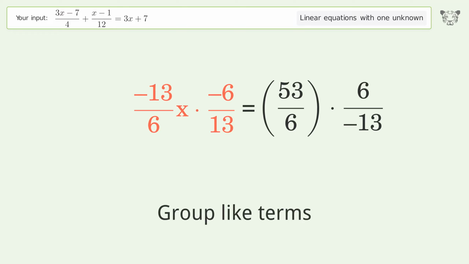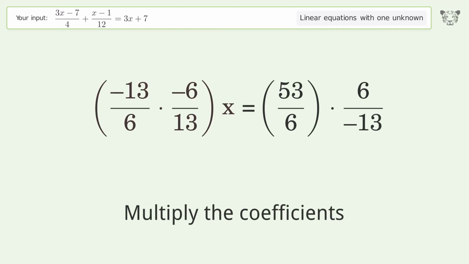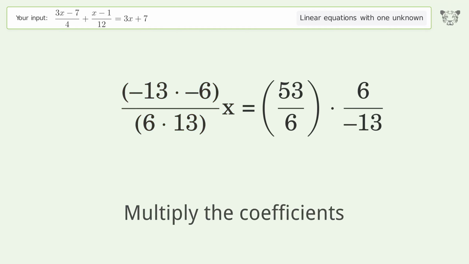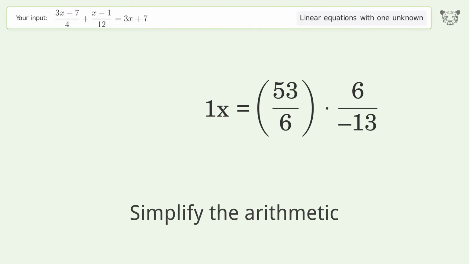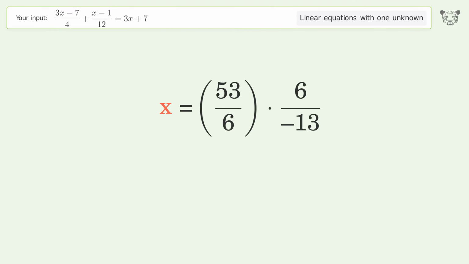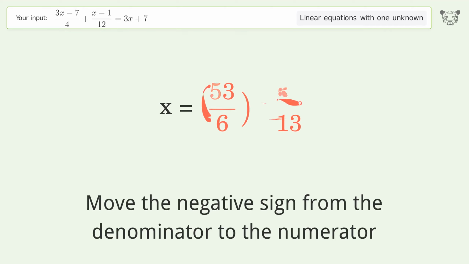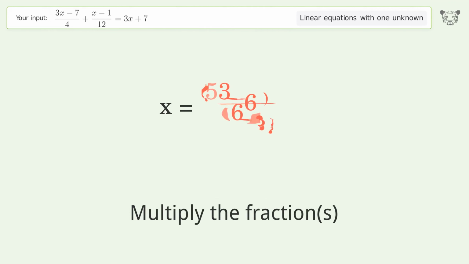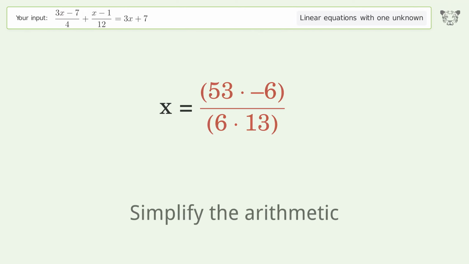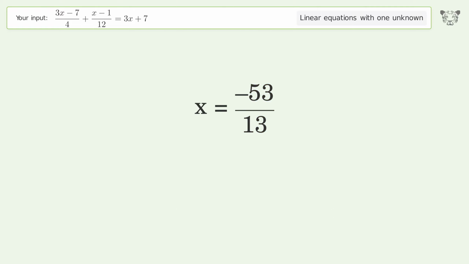Group like terms. Multiply the coefficients. Simplify the arithmetic. Move the negative sign from the denominator to the numerator. Multiply the fractions. Simplify the arithmetic. And so the final result is x equals -53/13.